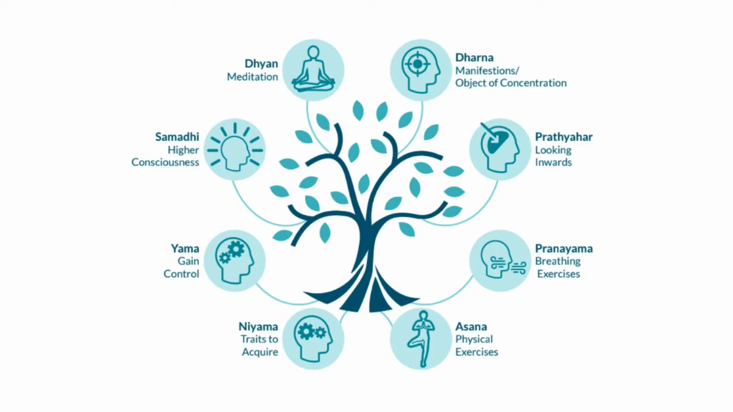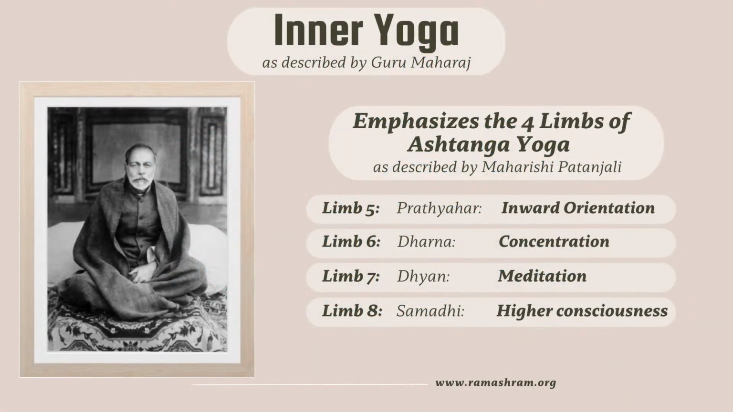So Yuan, could you change that to the next one, please? Thanks. So inner yoga, as described by Guru Maharaj, emphasizes the 4 limbs of Ashtanga Yoga, which is the 8 limbs defined by Maharishi Patanjali. And now let's practice this inner yoga.